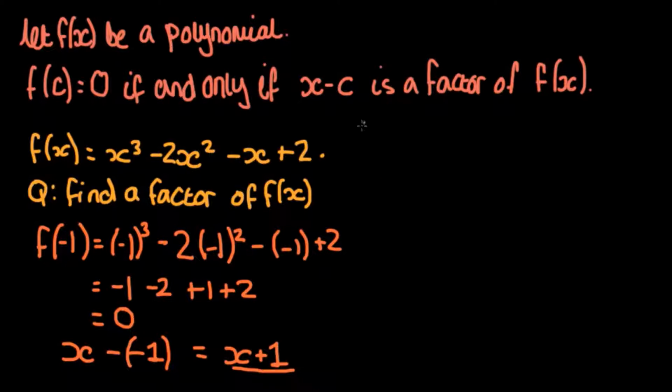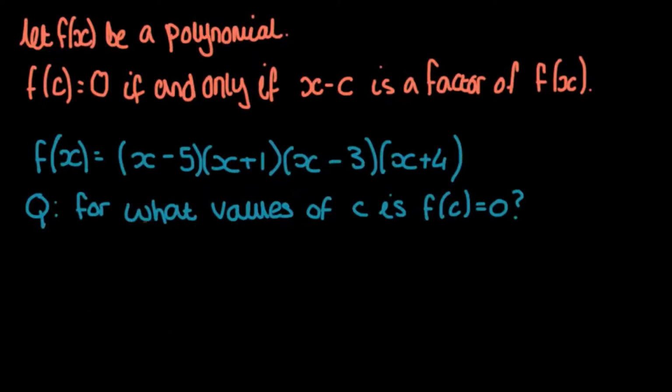Alright, let's try doing it the other way around. Let's say we have a question where we already have the polynomial f of x in its factorised form. So we have the factors of f of x being x minus 5, x plus 1, x minus 3, and x plus 4. And the question is asking us for what values of c is f of c equal to 0. Well, by the factor theorem, we know that if x minus c is a factor of f of x, then f of c is equal to 0.